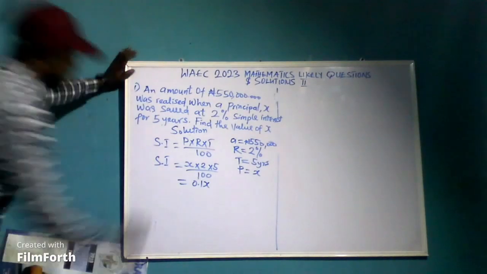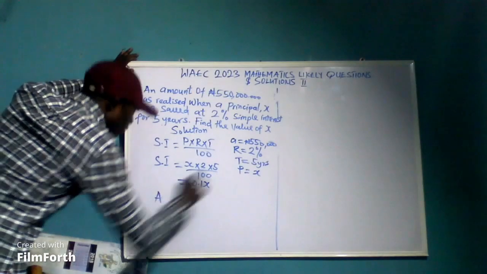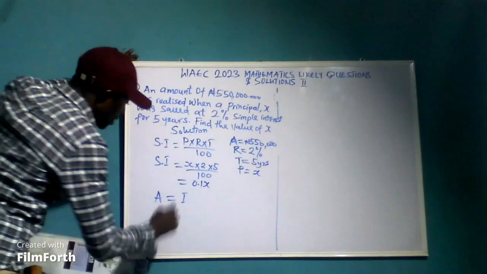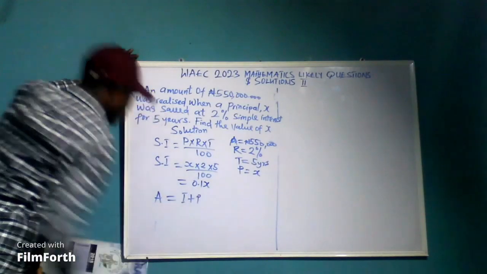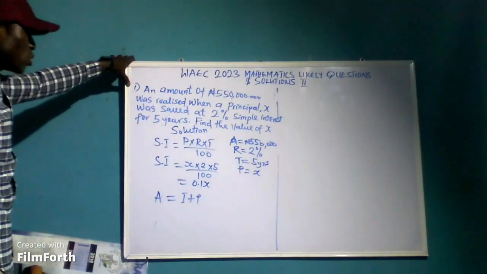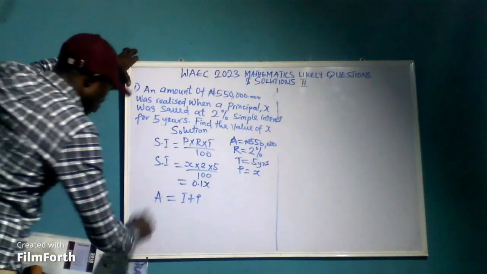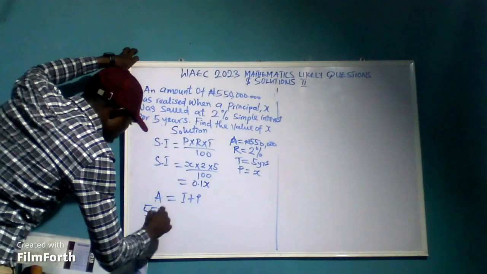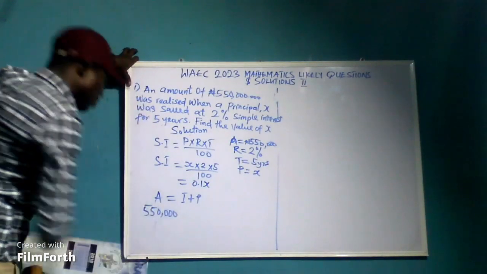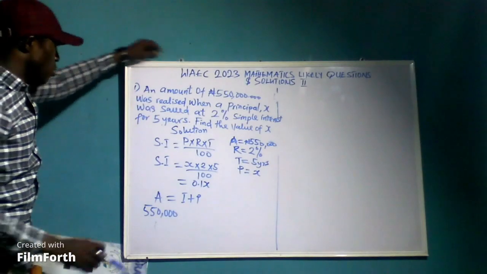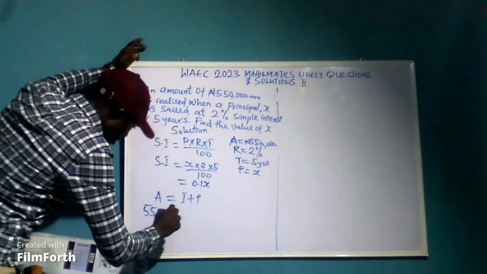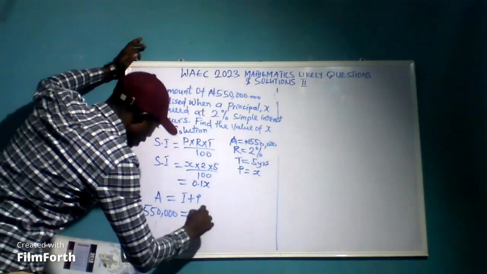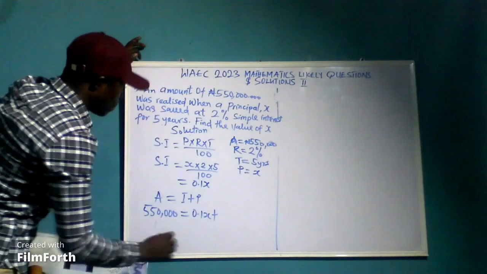But don't forget that amount A is equal to interest, or simple interest, plus principal. So what is our amount as given in the question? 550,000 naira. Let's leave the units now. So 550,000 is equal to the simple interest, which is 0.1X, plus the principal, which is X.